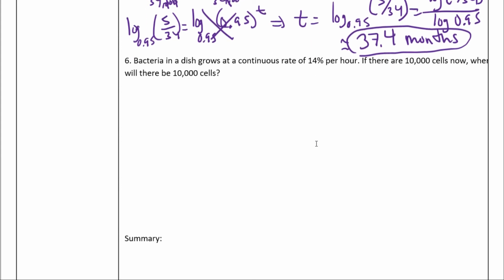All right, so bacteria in a dish grows at a continuous rate of 14% per hour. If there are 10,000 cells now, when will there be 10,000? Okay, so this should not say 10,000. This should say 100,000. So make sure you change that. So there's 10,000 cells now. When will there be 100,000?